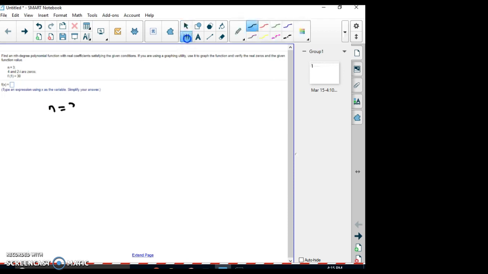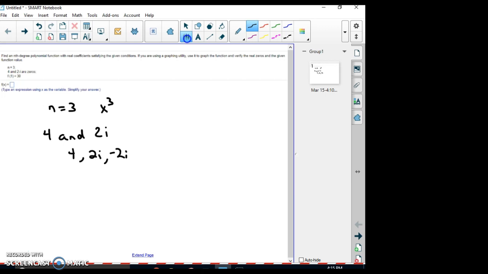So if my degree is 3, that means I have a cubic function when I'm done. And if my zeros are 4 and 2i, then that means it has 3 zeros. And imaginary zeros run in pairs. So if 2i is a zero, then negative 2i is also a zero, because positive 2i and negative 2i are conjugates of each other. And then my third zero is 4.